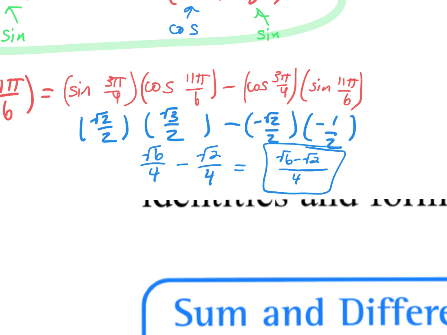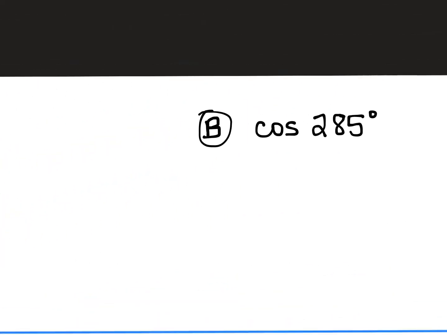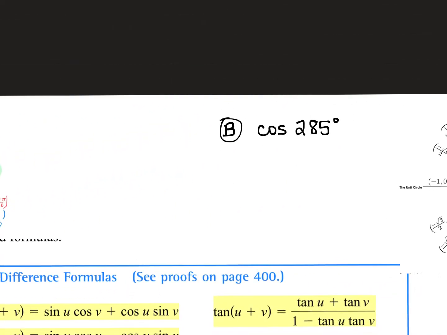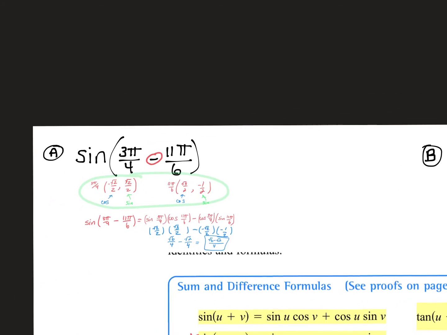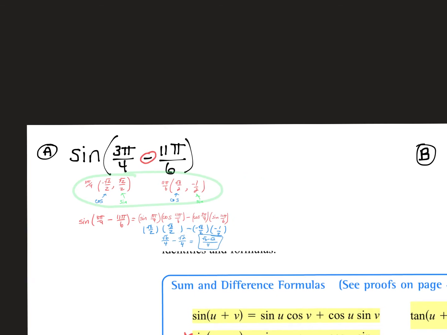All right, let's look at the next one. What's up? The question was, can you just convert 3 pi over 4 and 11 pi over 6 to degrees? Absolutely. I just didn't because I knew that they were on the unit circle. But yeah, no problem. All right.